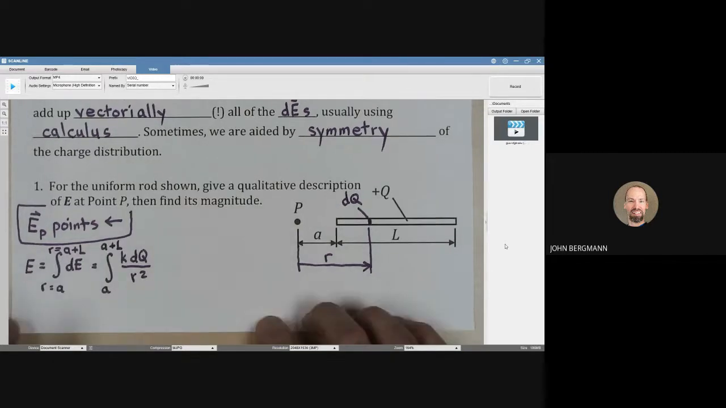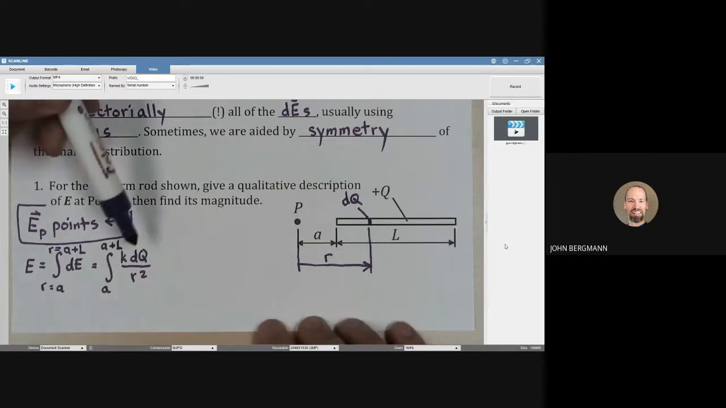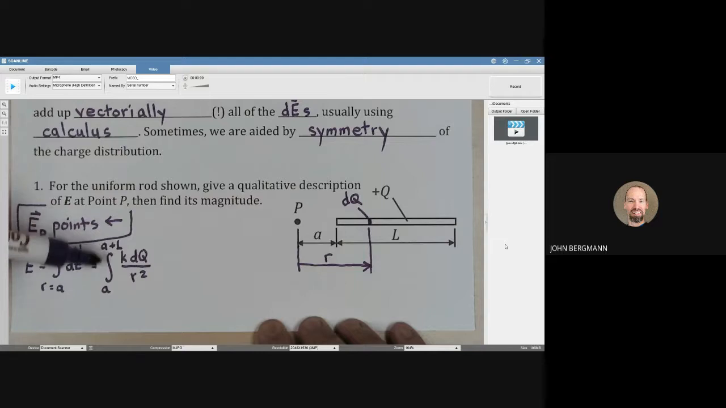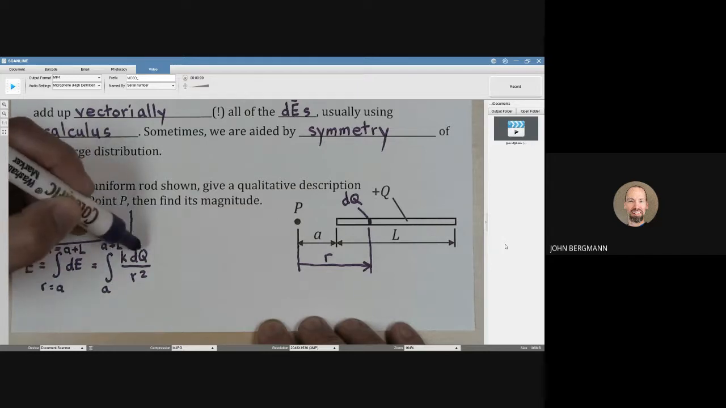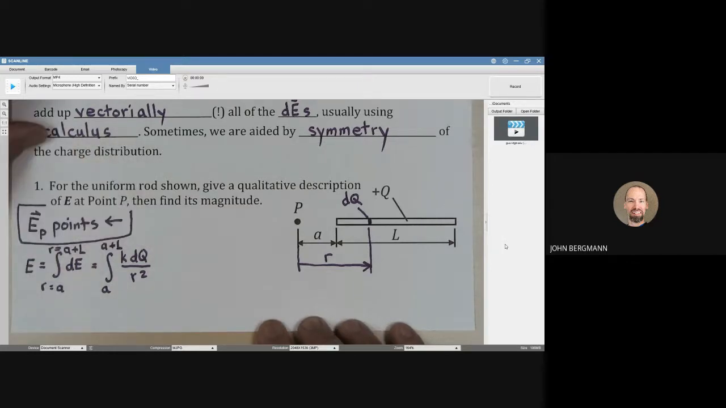Now, the problem here is that this differential, dq, and these limits have to be speaking the same language. And that is not the case here. This dq is an amount of charge. And a plus L and a, those are units of distance or length. So they're not speaking the same language. So this dq needs to be changed out. And how do we do that?